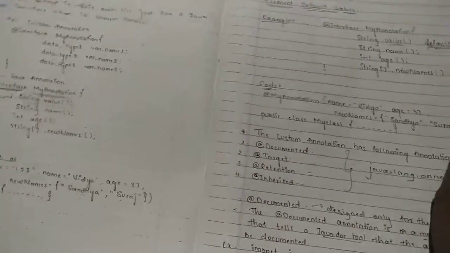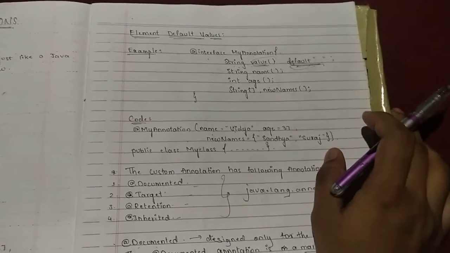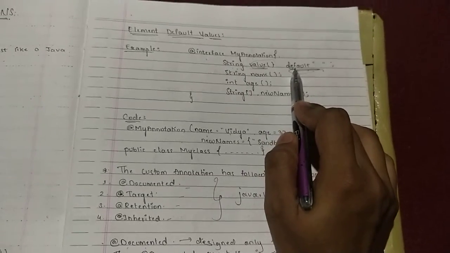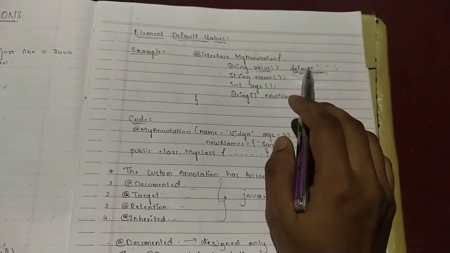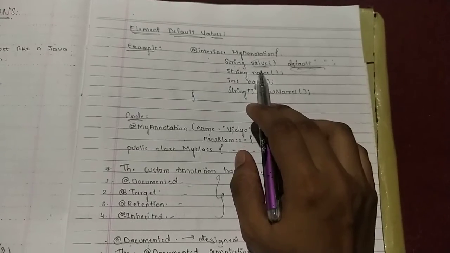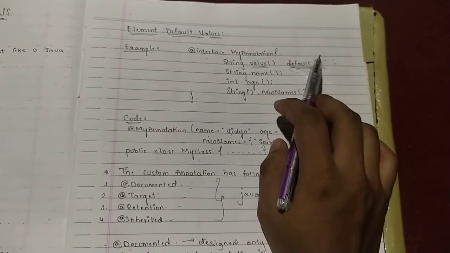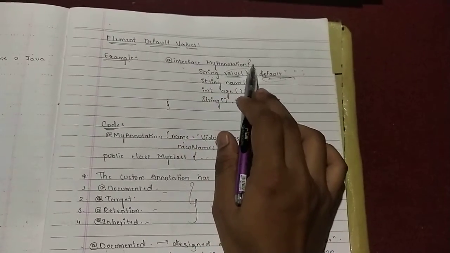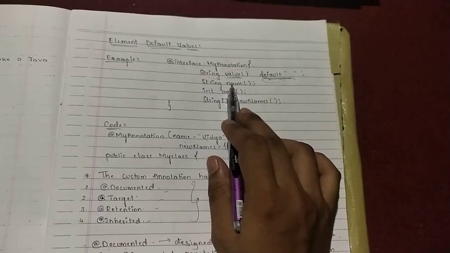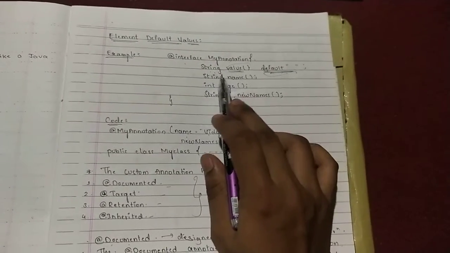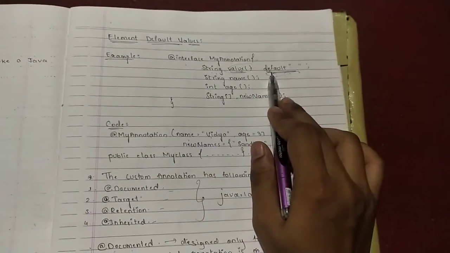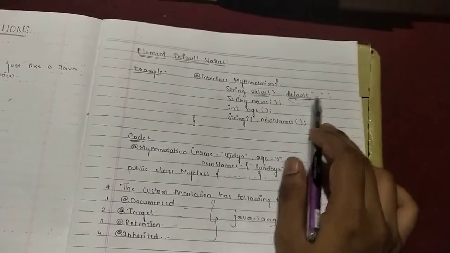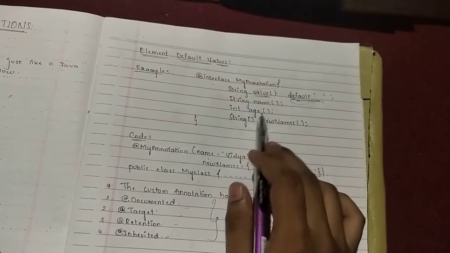Next is element default values. Here we can also specify the default values for the elements. When we specify the default values for the elements, they can be optional or they can be left out. Example for specifying the default values: @interface MyAnnotation, open curly bracket, String value, in front of which we give the word default and open and close double quotes, semicolon, String name, int age, String newNames.